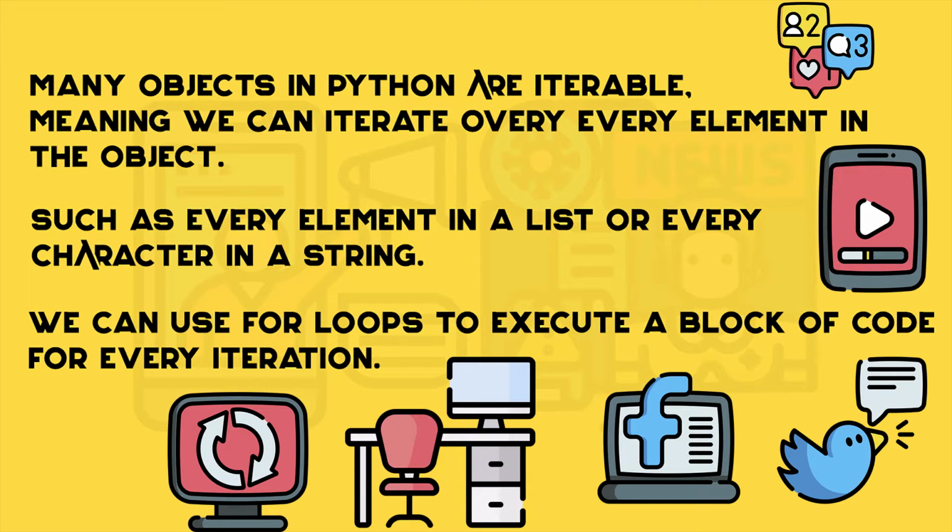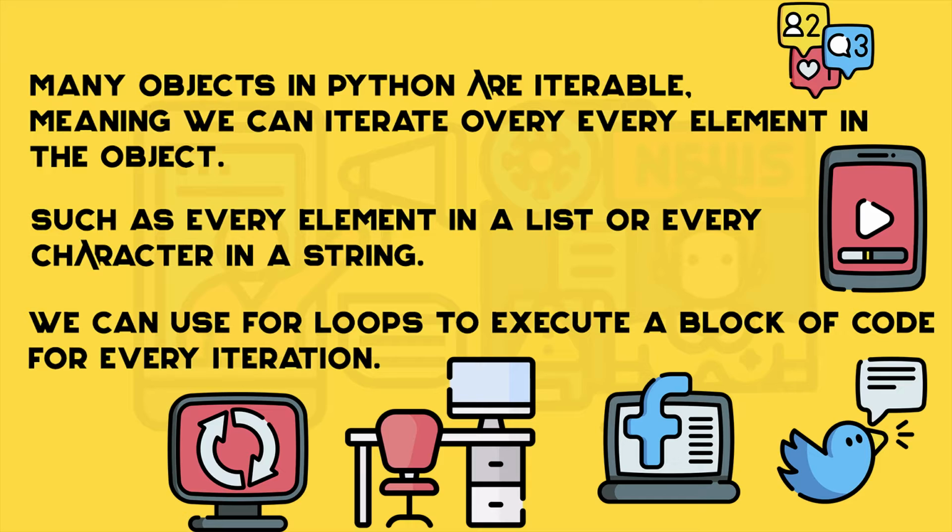Hi, in this video I will discuss for loops. Many objects in Python are iterable, meaning we can iterate over every element in the object, such as every element in a list or every character in a string. Now, that means we can use a for loop to execute a block of code for every iteration.